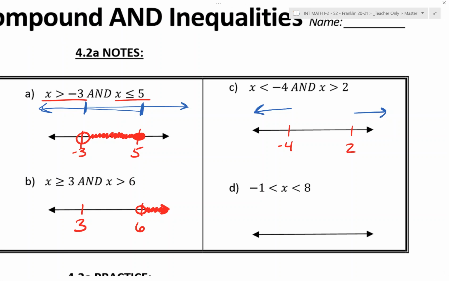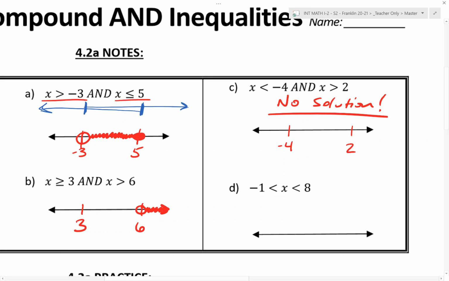That's what we're doing: we're shading in all the numbers that satisfy both inequalities. For example A, it was all the numbers between -3 and 5, so all the numbers greater than -3 and less than or equal to 5. For example B, it was all the numbers greater than 6, because that's the overlap of greater than or equal to 3 and greater than 6. For example C, there is no overlap. There are no numbers that satisfy both of these inequalities, and so when this happens, we have no solution. There is no number that makes both of those inequalities true.